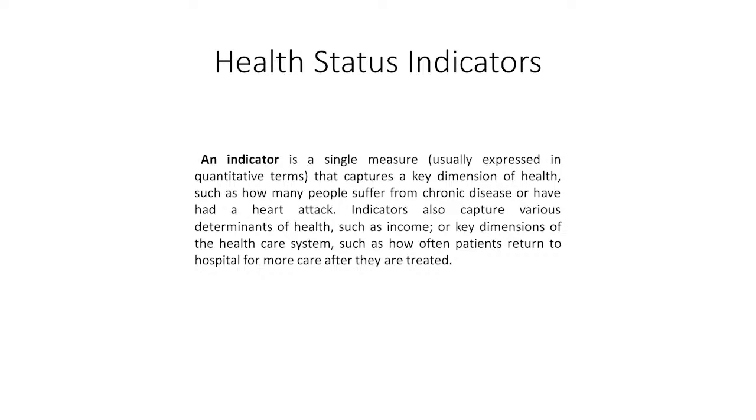An indicator is a single measure, usually expressed in quantitative terms, that captures a key dimension of health, such as how many people suffer from chronic disease or have had a heart attack. Indicators also capture various determinants of health, such as income, or key dimensions of the healthcare system, such as how often patients return to hospital for more care after they are treated.